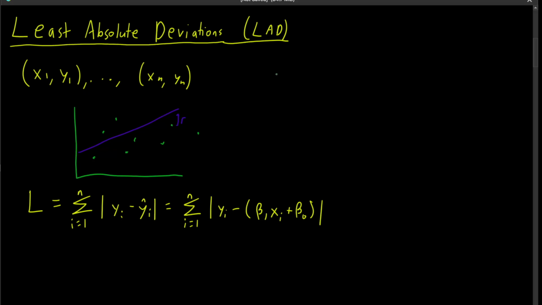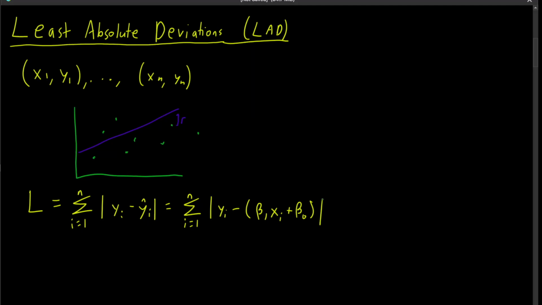Now, if the function was differentiable with respect to the betas, we could take the partial derivatives, set them to 0, and solve. But the problem is that this function is not differentiable with respect to the betas, since the absolute value is not differentiable. So we need to find some other way to solve this.